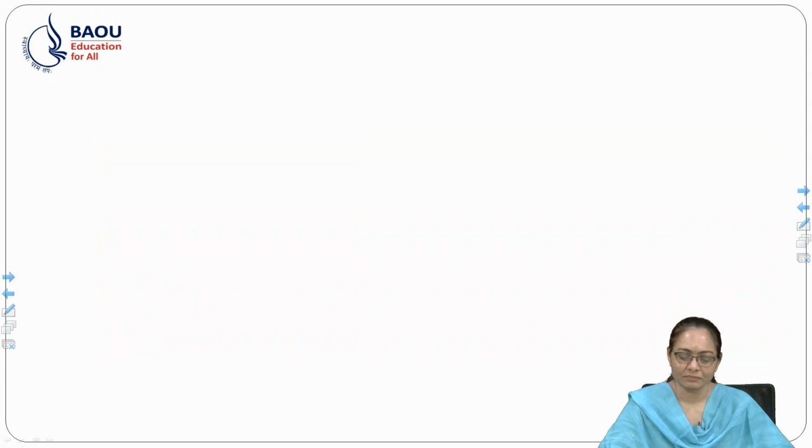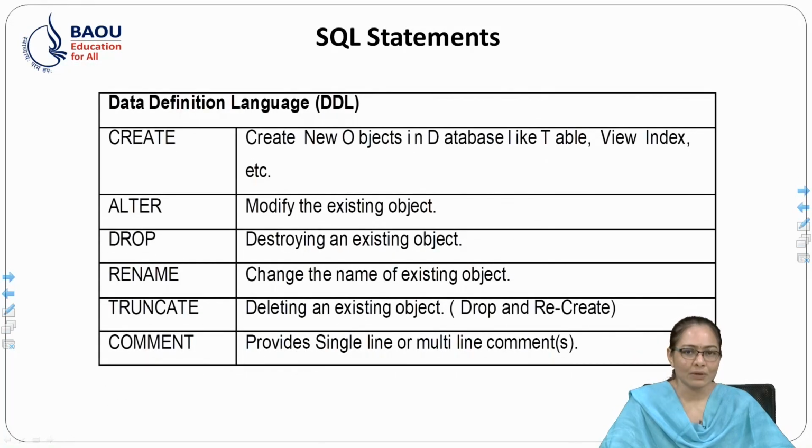Now we start with the SQL statements. The SQL statement includes schema creation and modification and data access control, select, insert, update and delete the records. The SQL statements are divided into different categories like DDL, DML, DCL, etc. First we see which are the DDL commands.